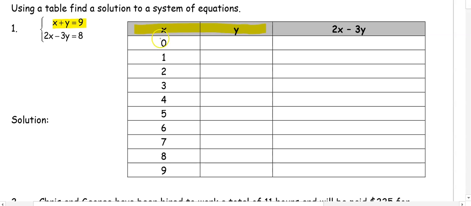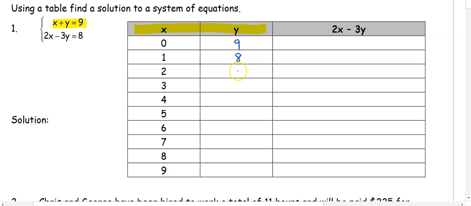So we already have the x numbers numbered from 0 to 9. Those are the possibilities that x could be. So we need to figure out what y would be if x was those numbers. So together these two rows have to equal 9. So if x is 0, y would be 9. If x was 1, y would be 8, because these together would add up to 9.